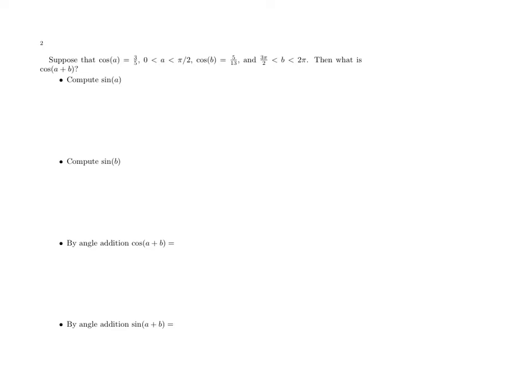Let's explore something different. Let's suppose I don't tell you what two angles are, but I do tell you what the trig functions at those two angles are. Suppose I give you two angles, A and B, which satisfy that the cosine of A is 3/5, the cosine of B is 5/13, A is between 0 and pi over 2, and B is between 3 pi over 2 and 2 pi. Let's try to compute the cosine of A plus B and the sine of A plus B.